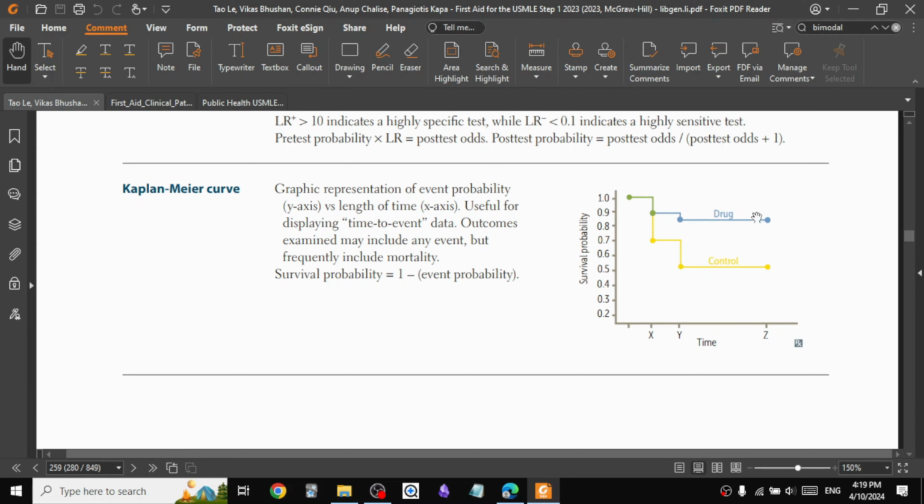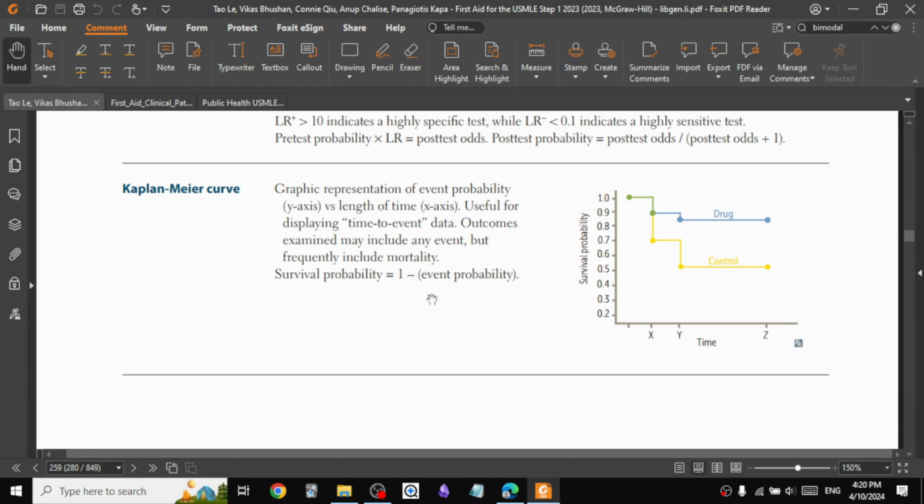They can give you this curve in a number of experimental type questions, and you just have to figure it out, because what's so hard in trying to figure this out? You see, when I give the drug, the patient is around 0.85 survival probability. But if I don't give the drug, they're just at 50% or something, right? It's not that difficult. So what are we measuring? Event probability here, some adverse event or even a good event. And the time, the length of time, useful for displaying time to event. Outcomes examined may include any event, but frequently include mortality.